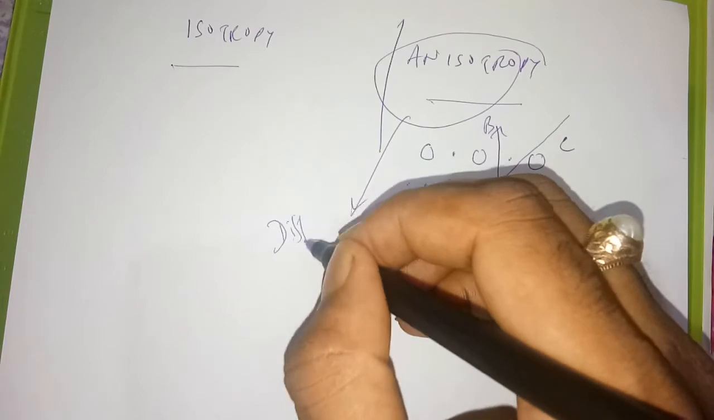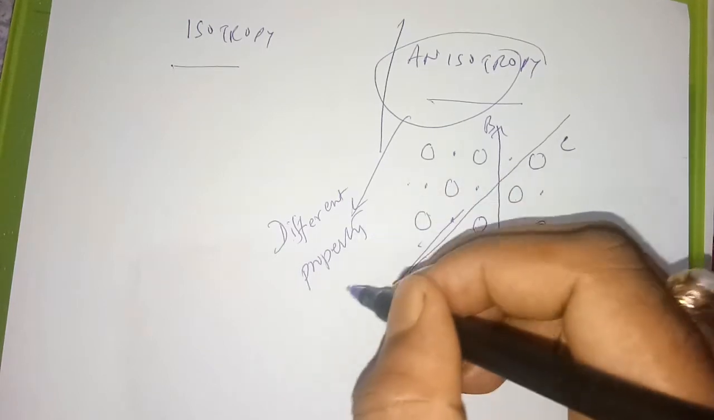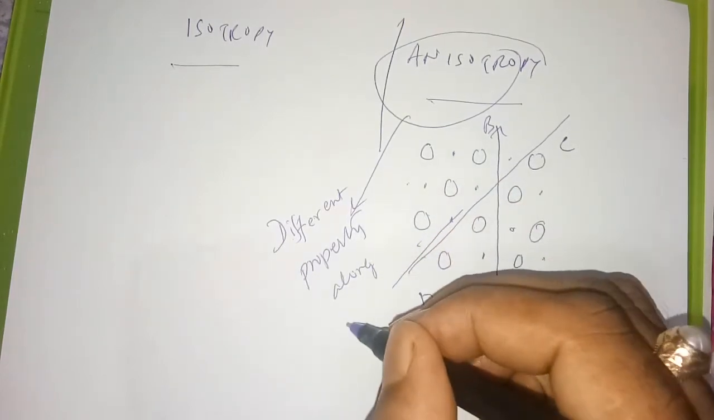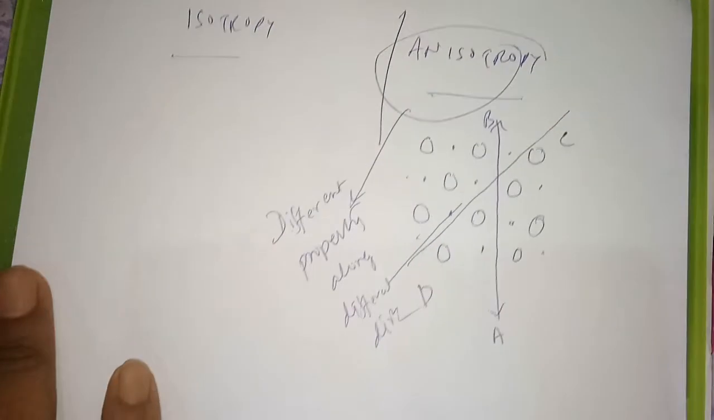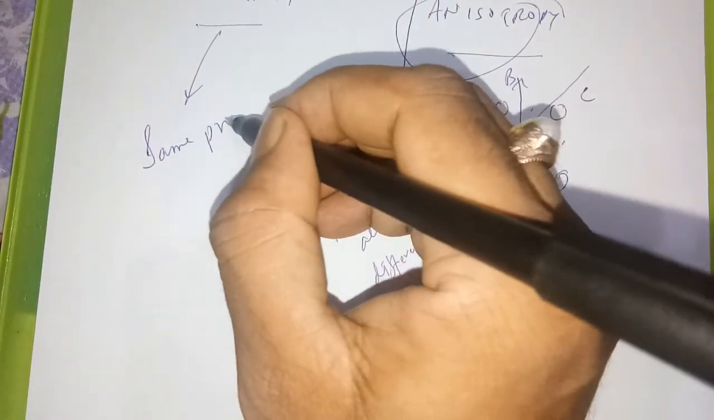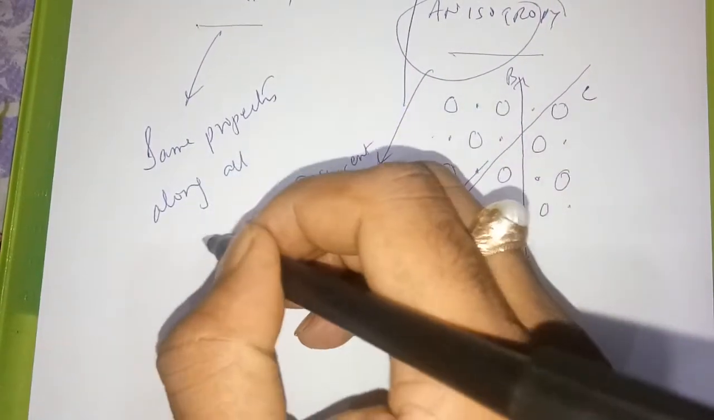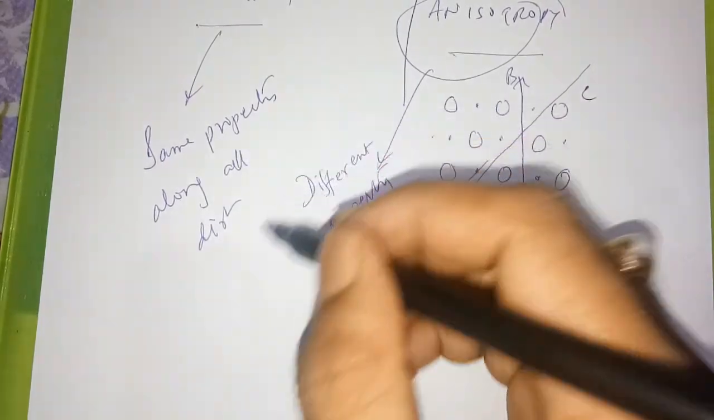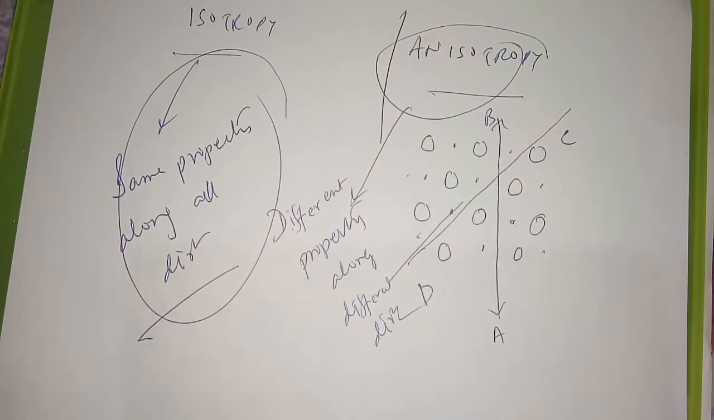You can consider the different property along different direction. This is your anisotropy. Isotropy is the same property along all directions. Isotropy, you can take the example of water. If you cut the water with a sword, the property remains the same all over. So this is anisotropy and isotropy.